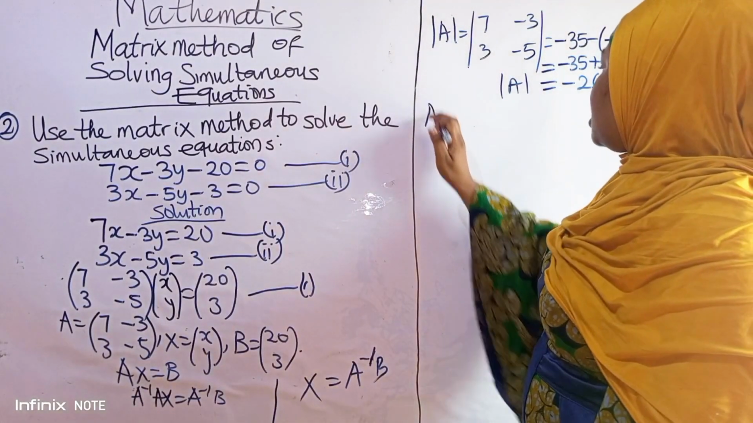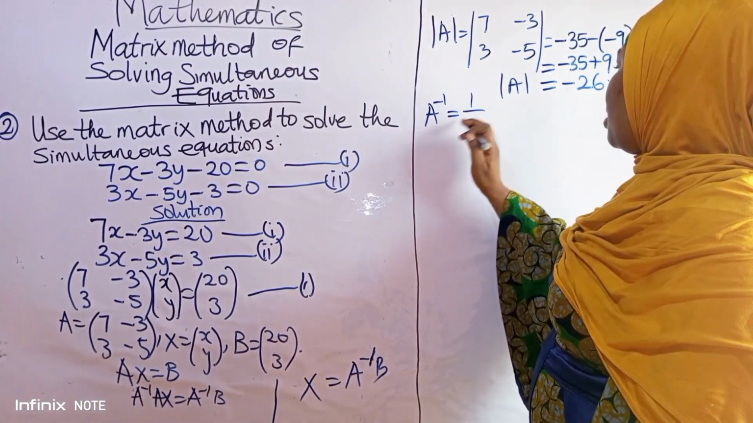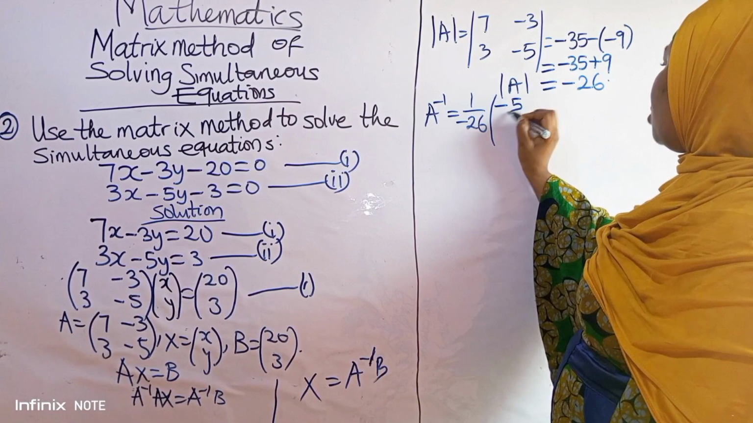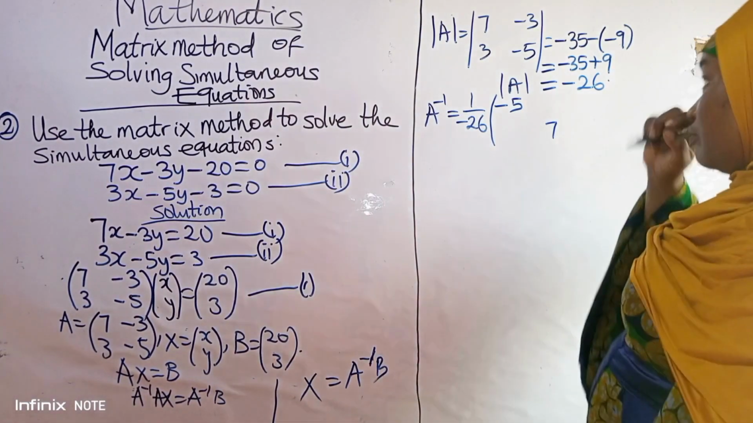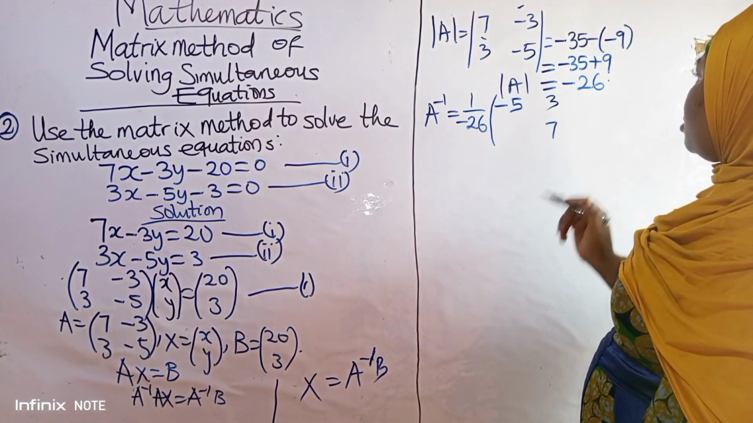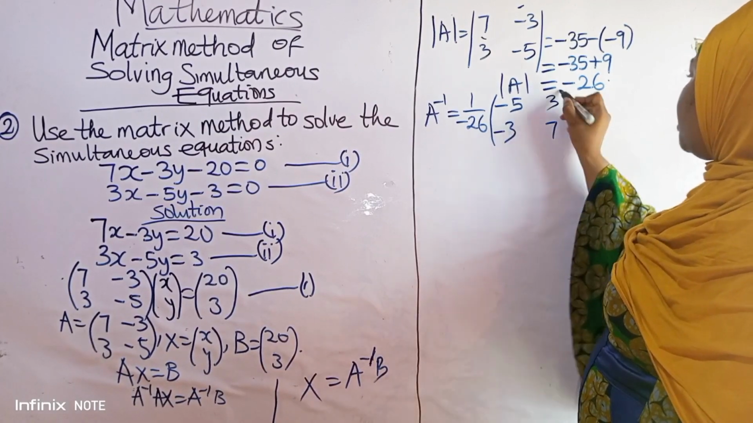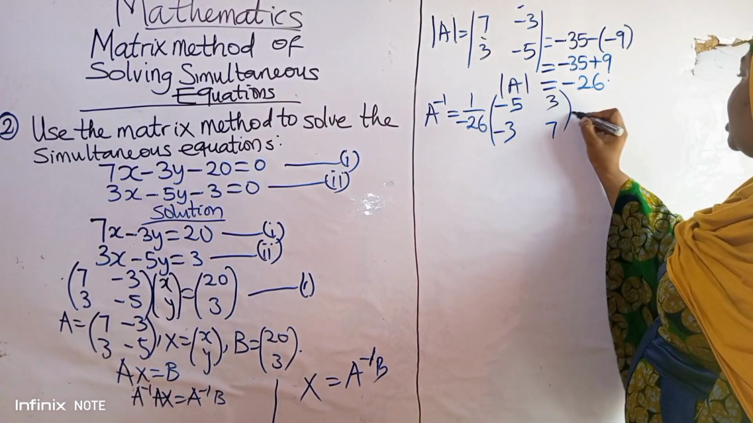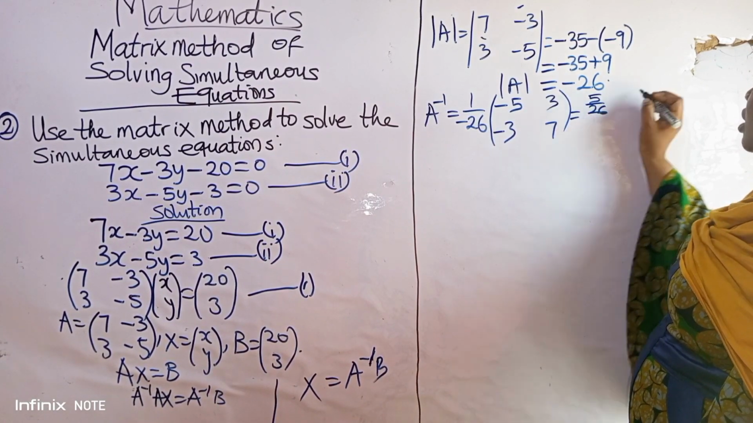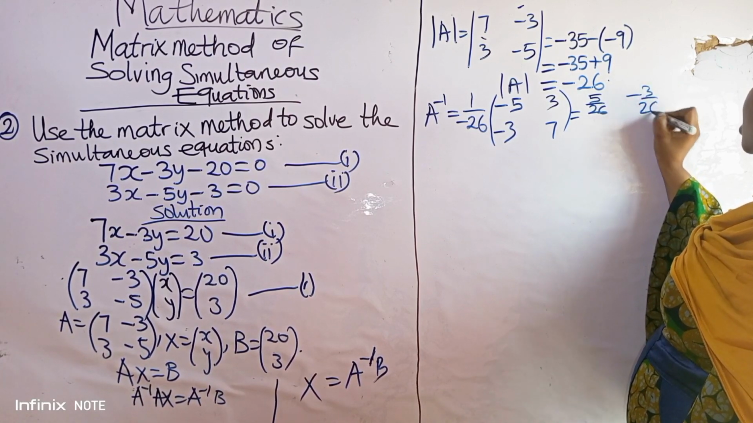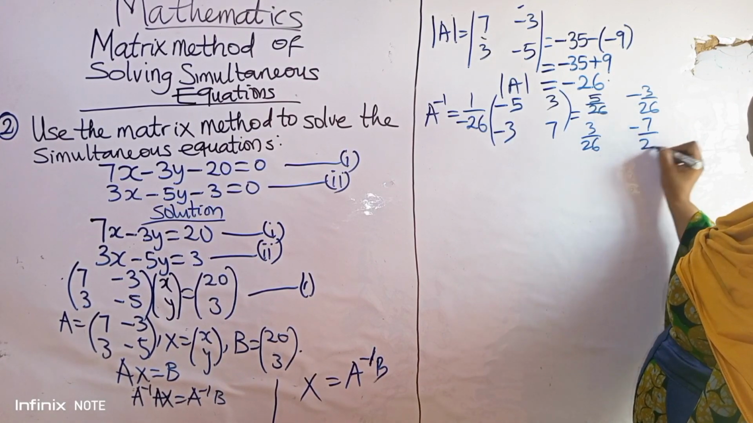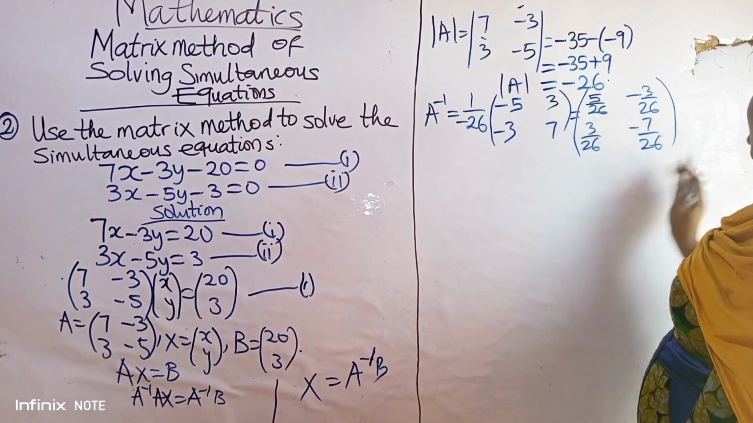Now let's find the inverse. The inverse of A will be equal to 1 over minus 26 multiplied by, we interchange this one. This one becomes minus 5, here becomes 7. Put minus on top of these, so this one becomes 3 and this one becomes minus 3. So that's the inverse. Let's simplify it. I can have 5 over 26, minus 3 over 26, 3 over 26, minus 7 over 26. So that is the inverse of matrix A.